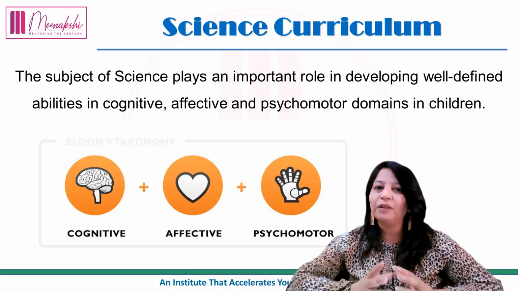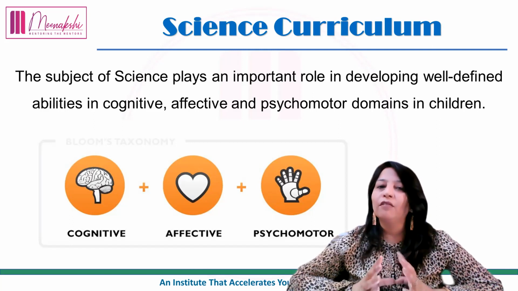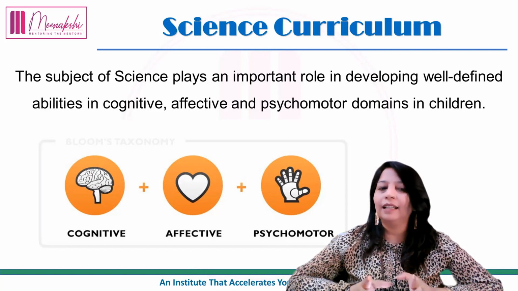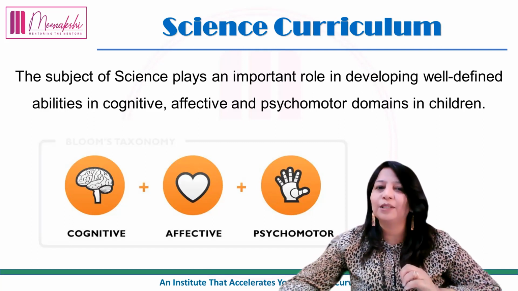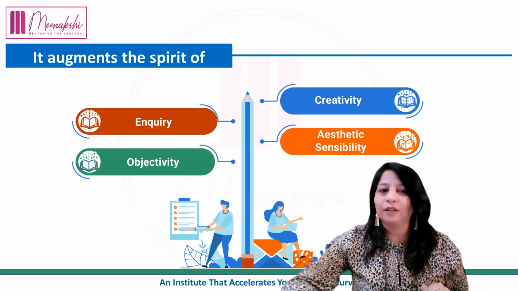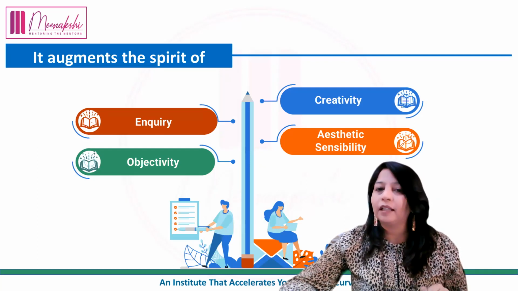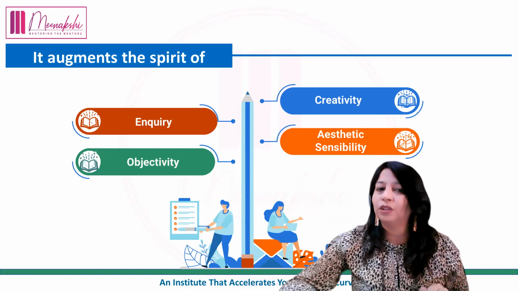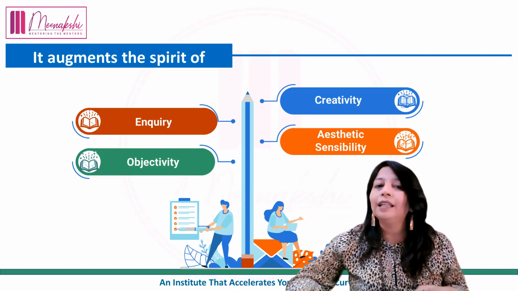to do some hands-on activities, hands-on experiments. Science is the kind of curriculum where we focus on all three skills: cognitive, affective, and psychomotor. There are other subjects too, but here we are particularly talking about sciences. So, my dear educators, it augments the spirit of inquiry, objectivity, creativity, and aesthetic sensibility of our students. While teaching science, we need to focus on these skills.